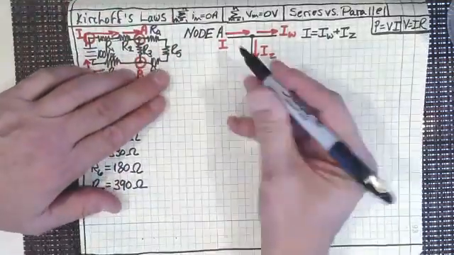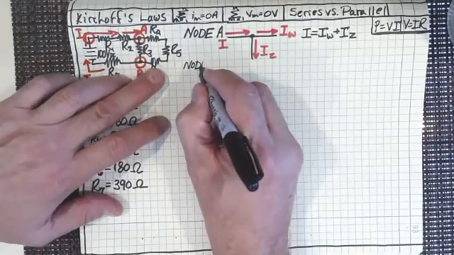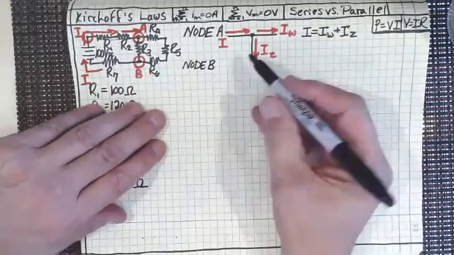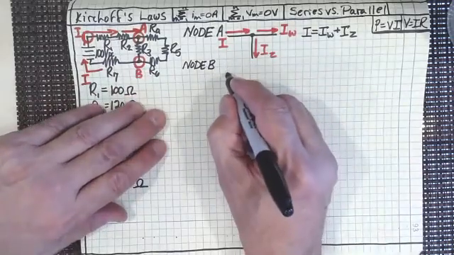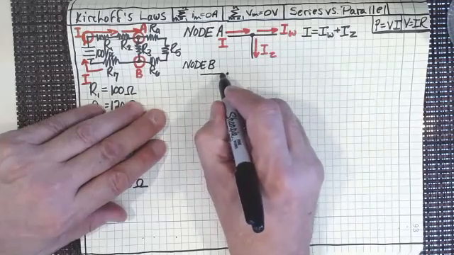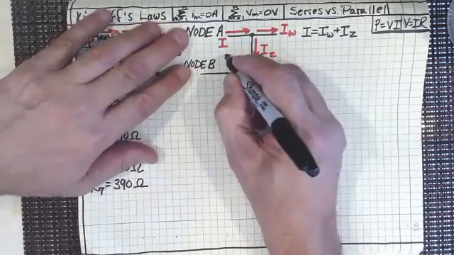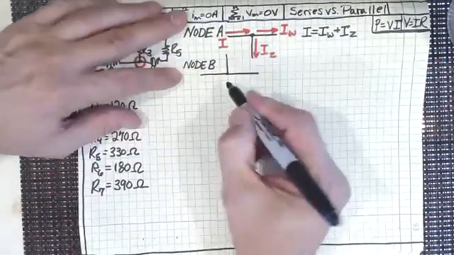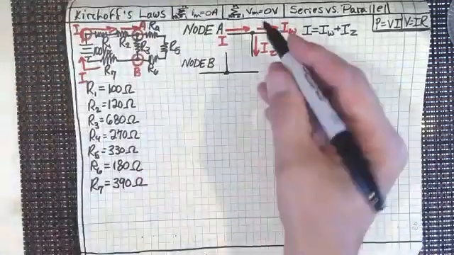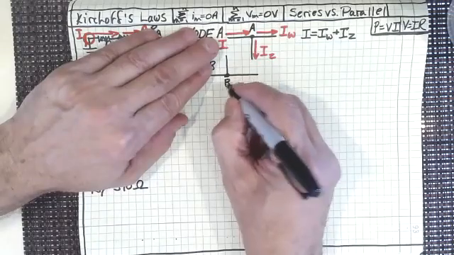Now, let's also look at node B, because we know a couple things about node B too. I'm going to just put node B sort of over here so that I can still draw upwards on node B. So there's node B right there. Just like node A, I'll just put A over that and B underneath that.